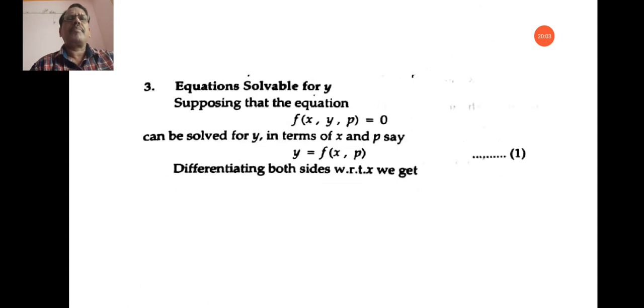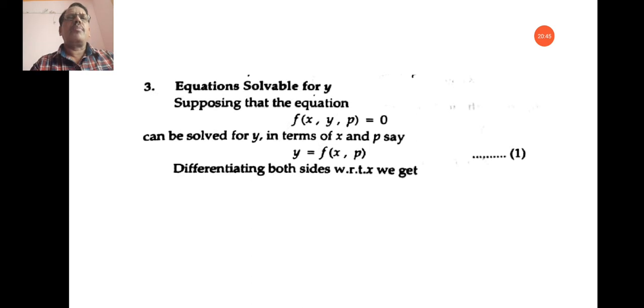So in this method, we express the given equation as y equal to f of x comma p, in terms of x and p. In the case of soluble for x, we express x in terms of y and p. And in the case of soluble for p, we express the given differential equation as factors and find the solution of each factor. Each is a first order differential equation. Find the solution of each and write the general solution as the product of the solutions of all the factors.